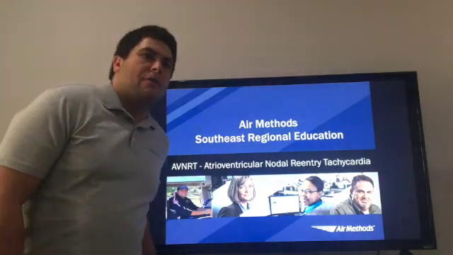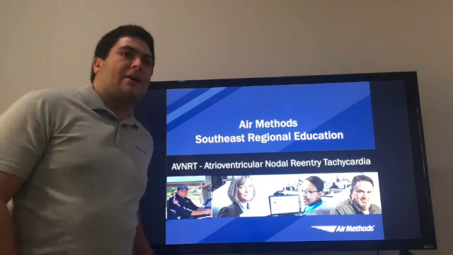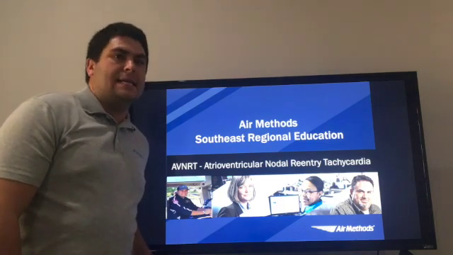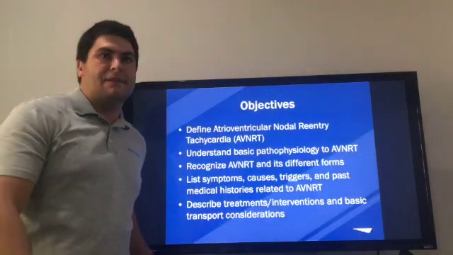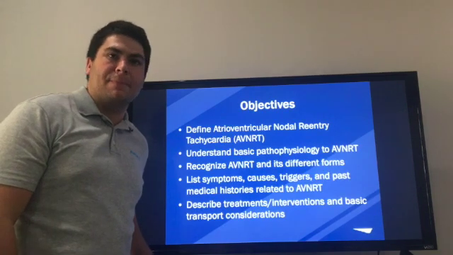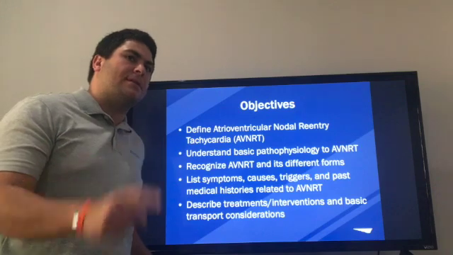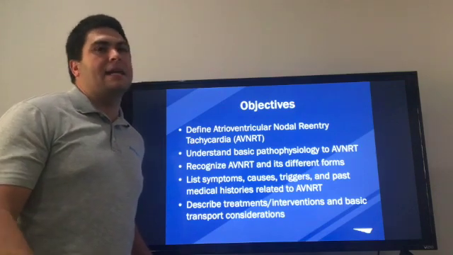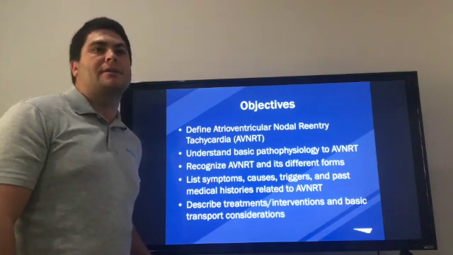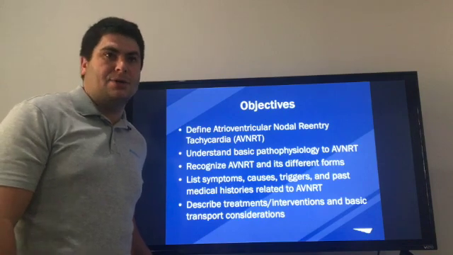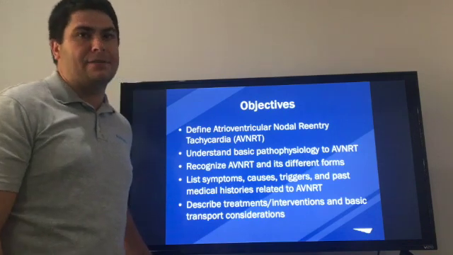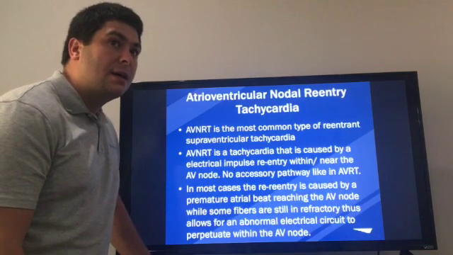Hey guys, today we're going to go over atrioventricular nodal reentry tachycardia, also called AVNRT. Today's objective is to define AVNRT, understand the basic pathophysiology of the pathways, recognize the three forms of AVNRT, and then get into the bread and butter, the symptoms, causes, triggers, and past medical histories related to it, and then go into treatments, interventions, and transport considerations.